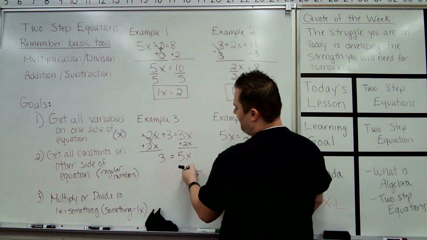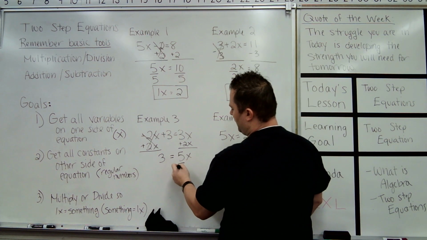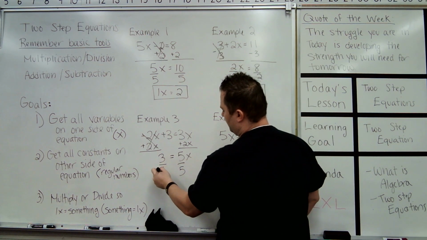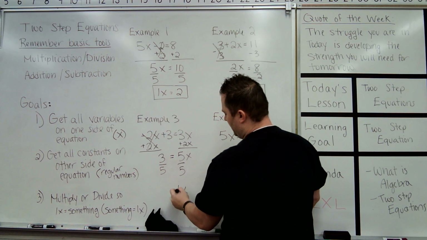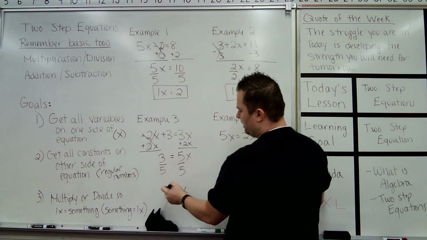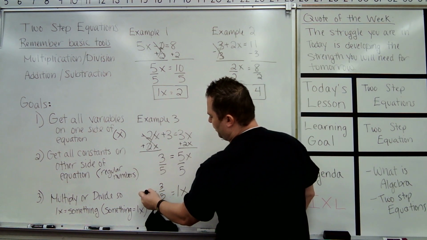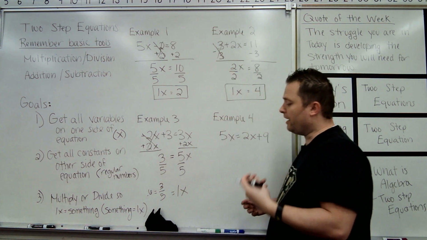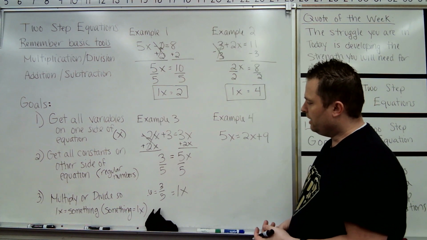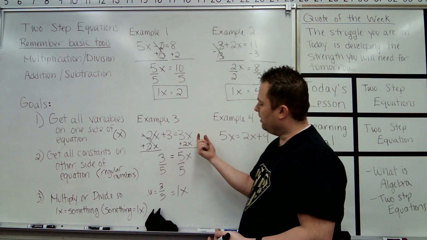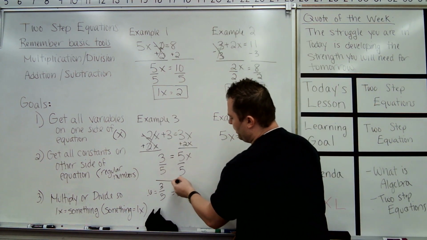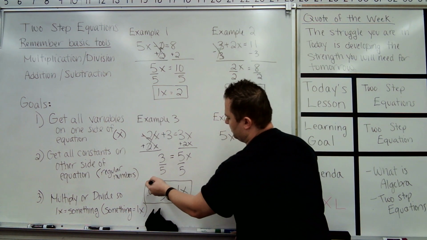I don't want 5x's, these are being multiplied. I want to divide by 5 and divide by 5. 1x, right? 5 divided by 5 is 1, is 3 over 5, the fraction, or I could think of this as 0.6. And I'm okay with either of those. Now, it is a little bit harder to check the math on it, but it's okay. We know that x is equal to 0.6.